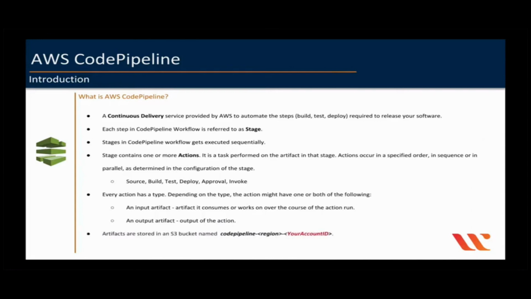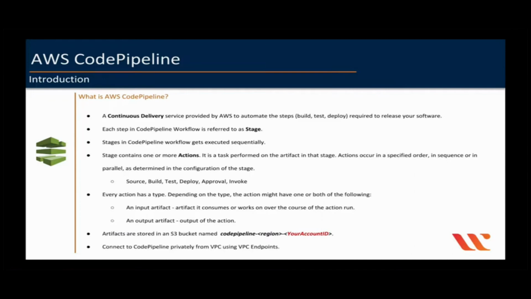These artifacts are stored in an S3 bucket named codepipeline, hyphen, then the region in which you are spinning up the pipeline, and your account ID. But you can also choose to store the artifacts in any bucket of your choice. If you choose to, make sure the role you assign to the pipeline has access to the bucket you choose. But for the default bucket, if you create the role while setting up the pipeline, AWS automatically assigns the permissions on the default bucket. We will see this during our lab session.